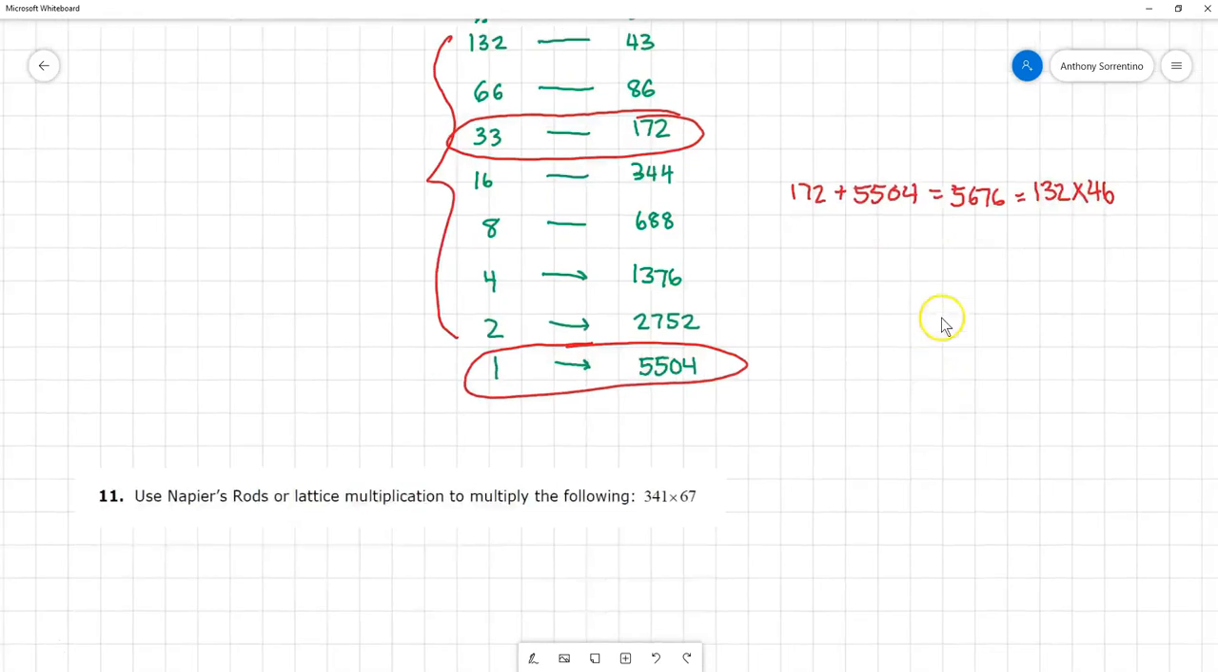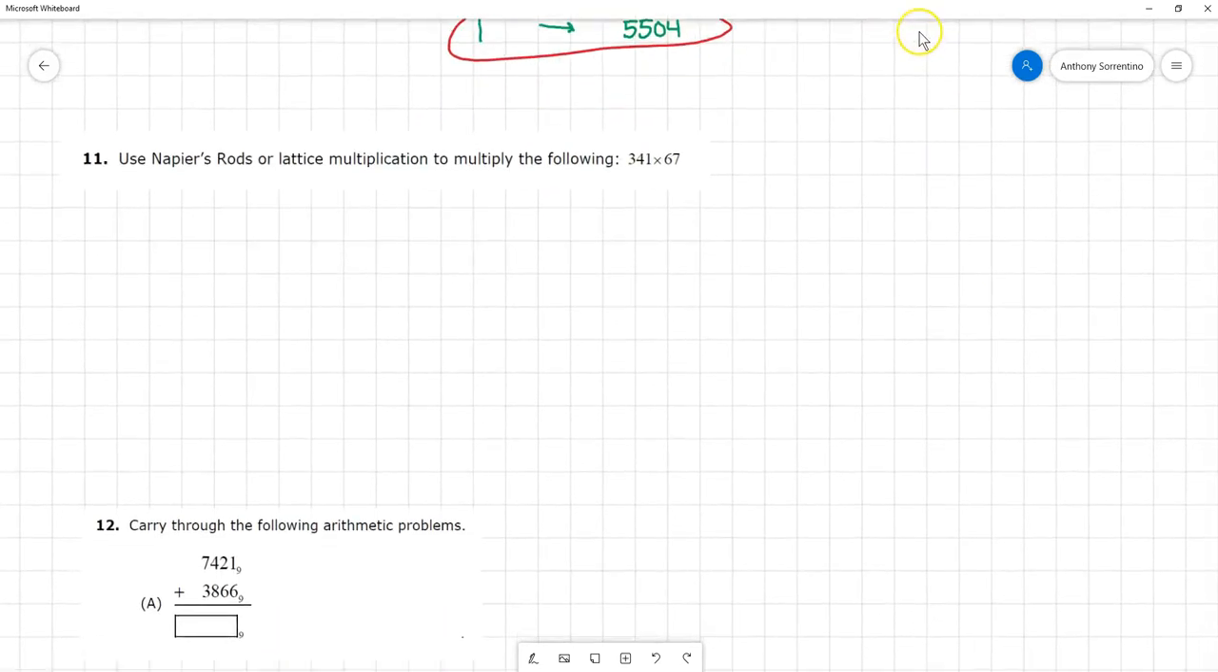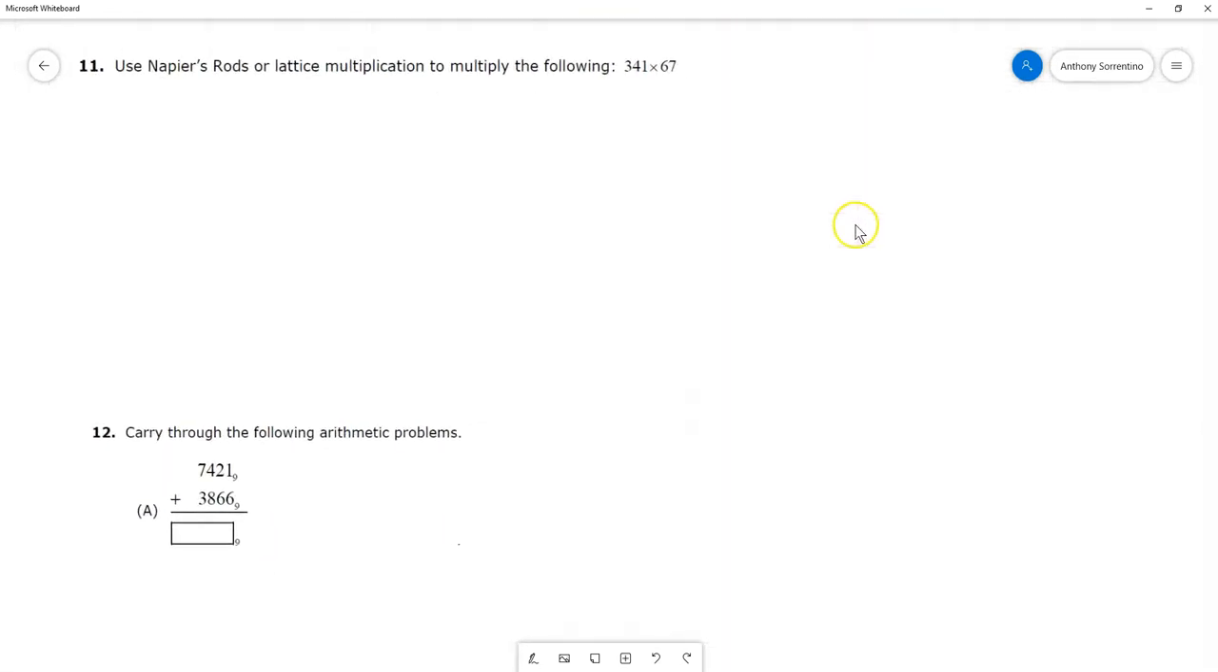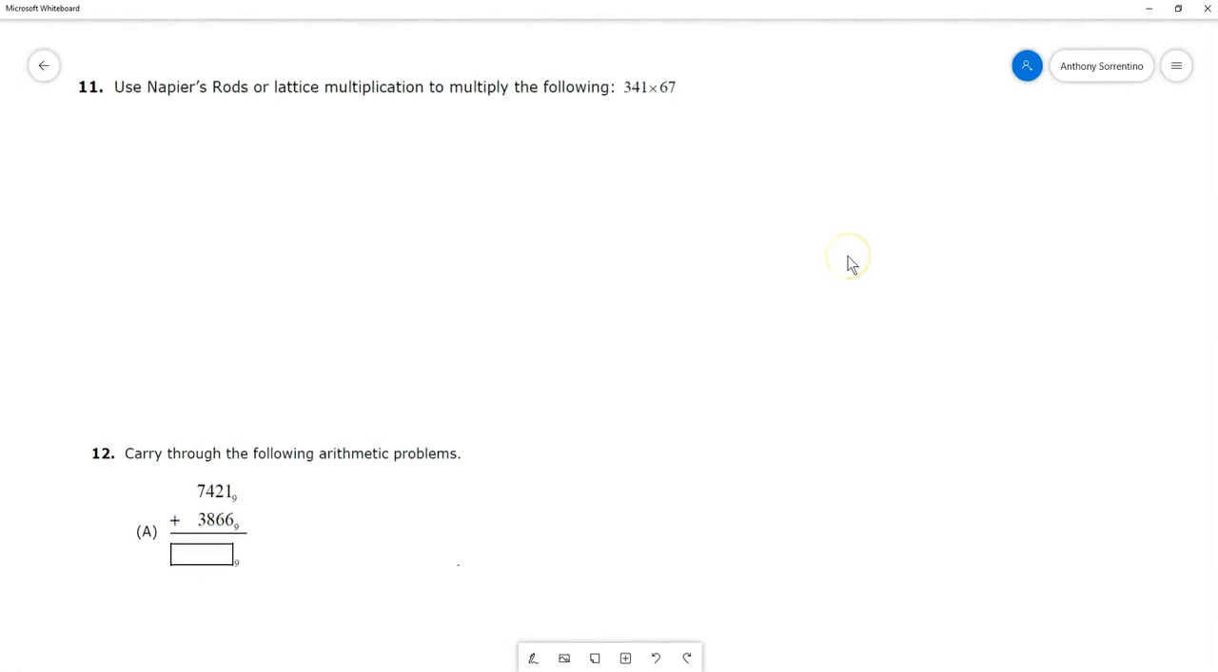Another method of multiplication we learned about, lattice multiplication, Napier rods are basically the same thing. Essentially, Napier's rods are actually physical rods that you would set up, and it would make essentially your lattice multiplication setup. So it's just basically, the numbers have already been computed for you. It's kind of like a chart.